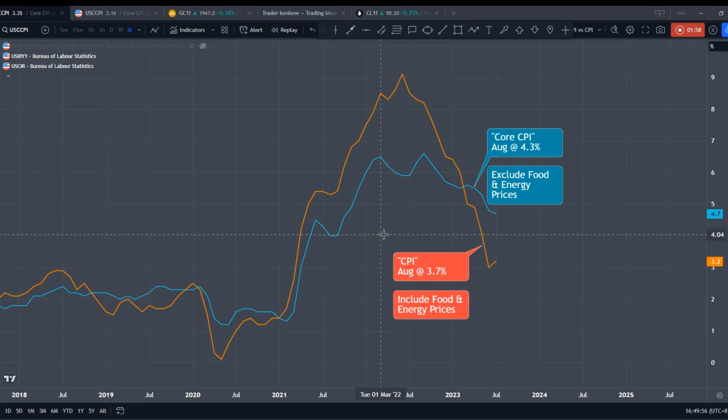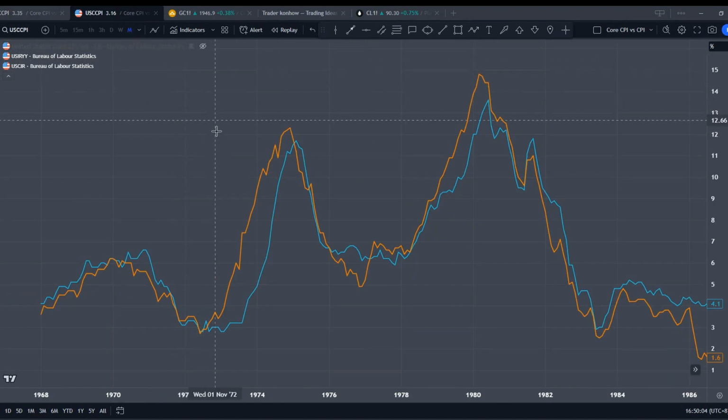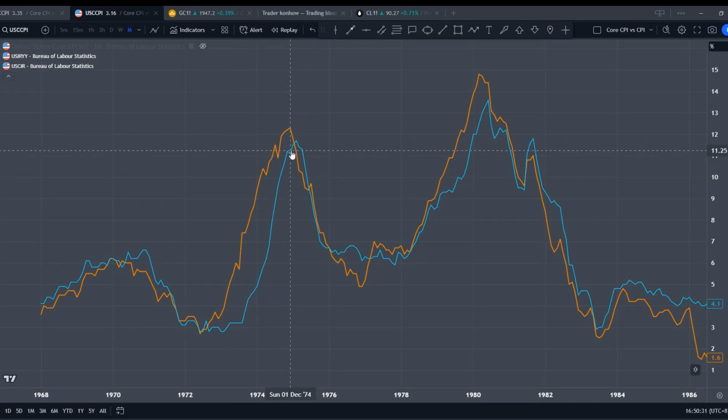Let me illustrate this with an example in the 70s and 80s, during the period of high inflation. So orange represents the CPI, which includes food and energy. And that's in 1972. We can see that the CPI picked up first and moved up first, and subsequently was followed by the core CPI. Similarly, it peaked first, and about 2 months later, the core CPI also peaked and followed.